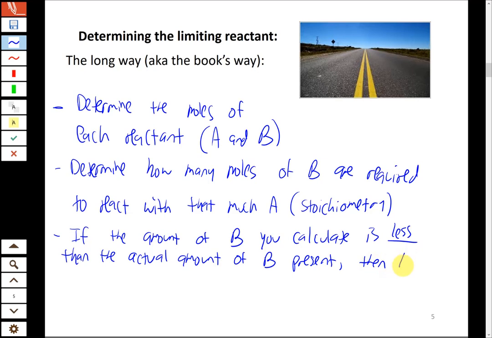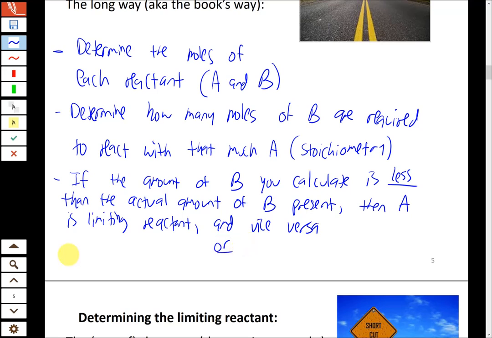So in that case, that means A is a limiting reactant. In other words, you have, in this case, too much B compared to A, so that makes A the limiting reactant. And then, of course, the opposite scenario would also apply. So if the amount of B that you calculate is more than the amount of B present, that means you don't have enough of reactant B, and that makes reactant B the limiting reactant. So this is one way to do it.